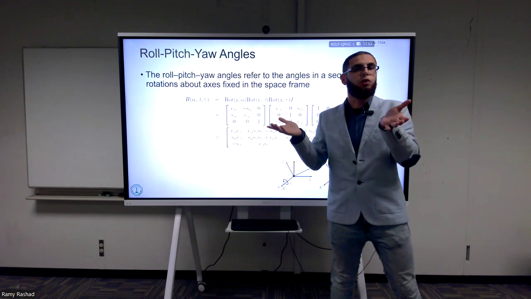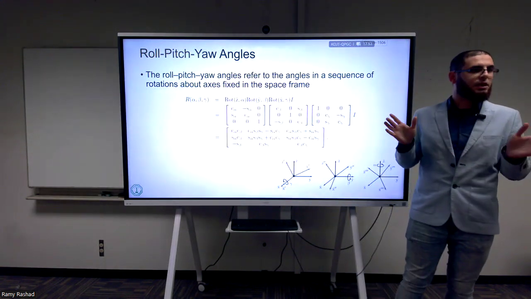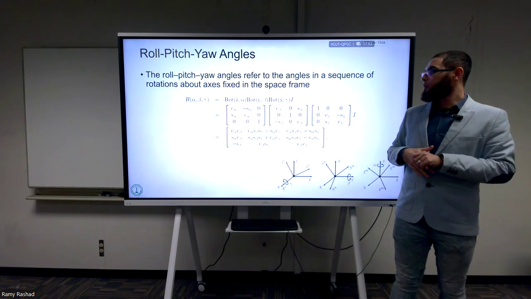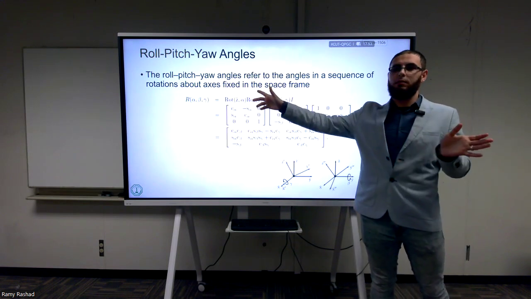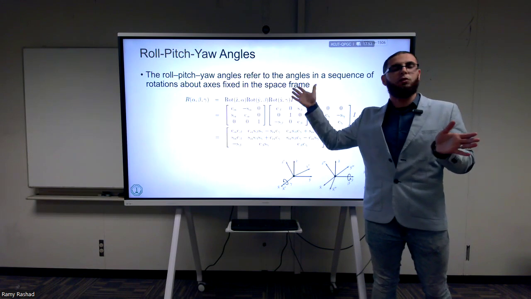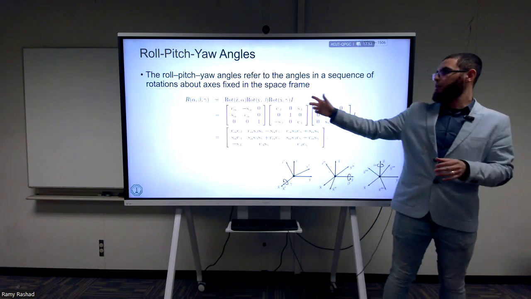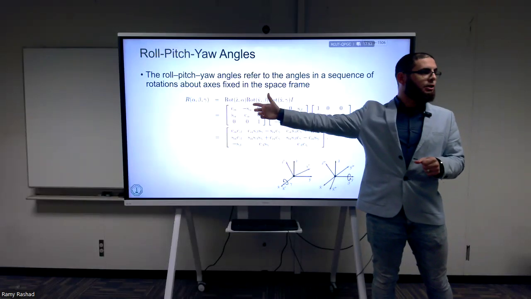I can have 22 different possibilities. Sorry, 24 possibilities. It's a nightmare. These are called the 3-2-1 convention. There's a 1-2-3 convention, and a 1-3-1, a 2-1-2, and so on. Of course, the most famous ones are the roll, pitch, and yaw.